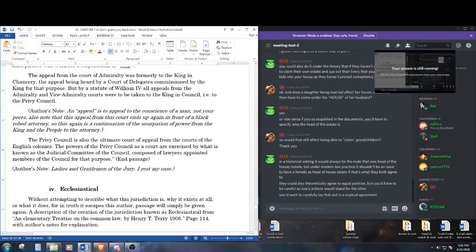Also note that this appeal from the court ends up again in front of a black robe attorney, so this again is a continuation of the usurpation of power from the king and the people to the attorney. The Privy Council is also the ultimate court of appeal from the courts of the English colonies. This was also part of the problem. The powers of the Privy Council as a court are exercised by what is known as the Judicial Committee of the Council, comprised of lawyers appointed members of the Council for that purpose.